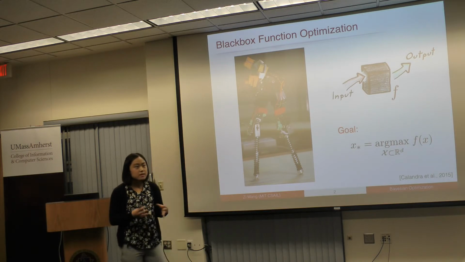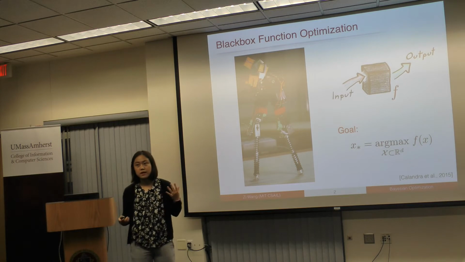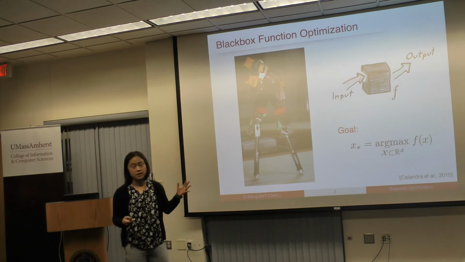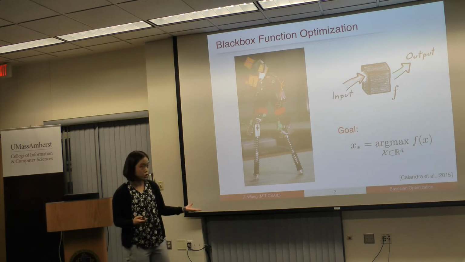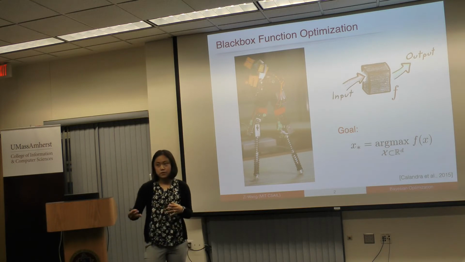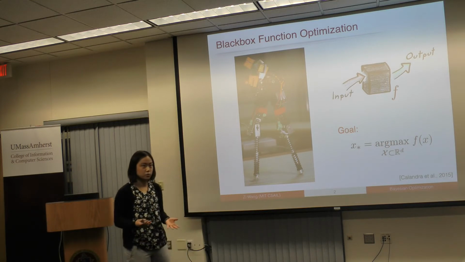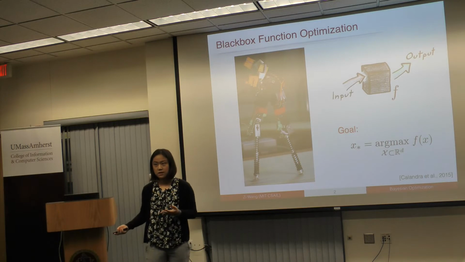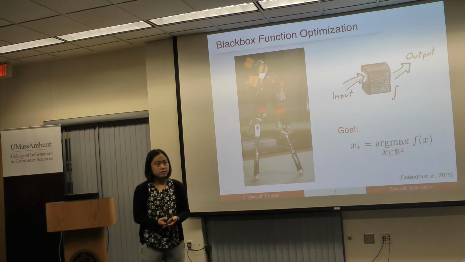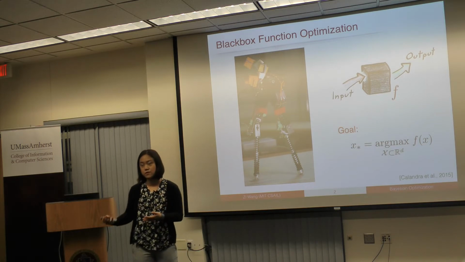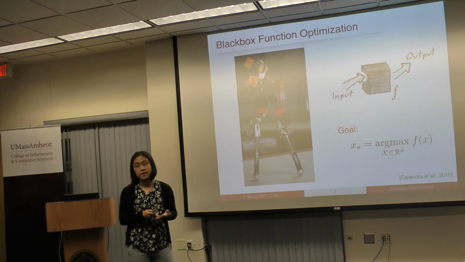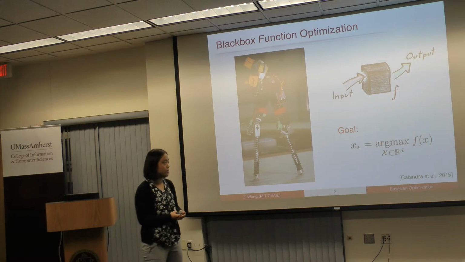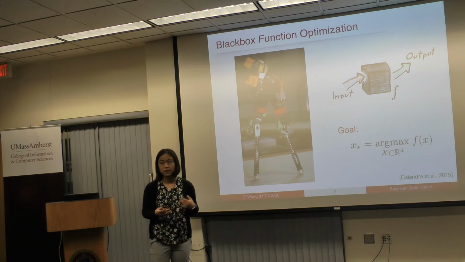So we can view this as a black box function where, given some inputs x, which could be the control parameters, we can observe an output f(x), which is the walking speed. And our goal here is to iteratively test different inputs in order to find the global optimum of this black box function f(x).